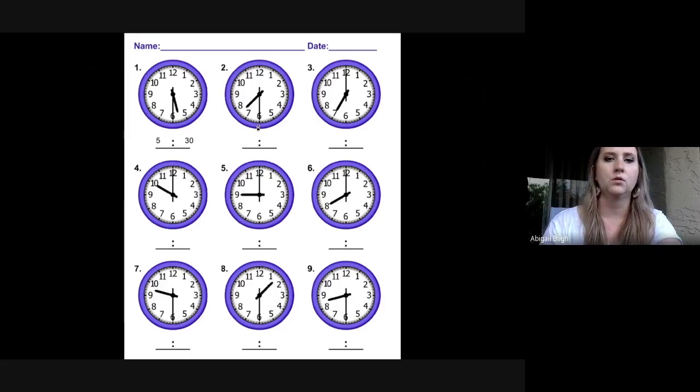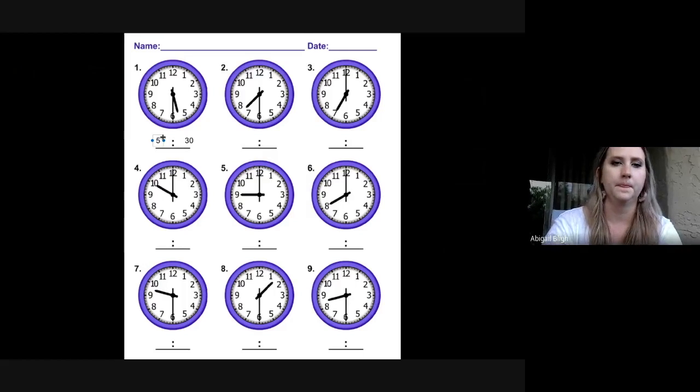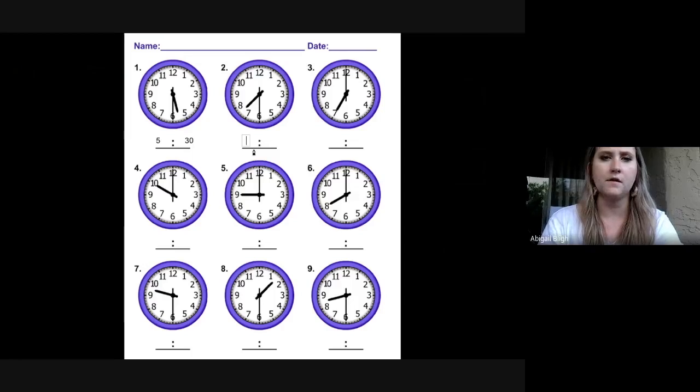All right, so in this case, we're going to look at the hour hand. The short hand is between the 7 and the 8. So I'm going to scoot back to the number before. It's not yet on the 8, so it's the number before, and that's 7. 6, just like in this problem. So that means it's 30 minutes past the hour. So it's 7:30.